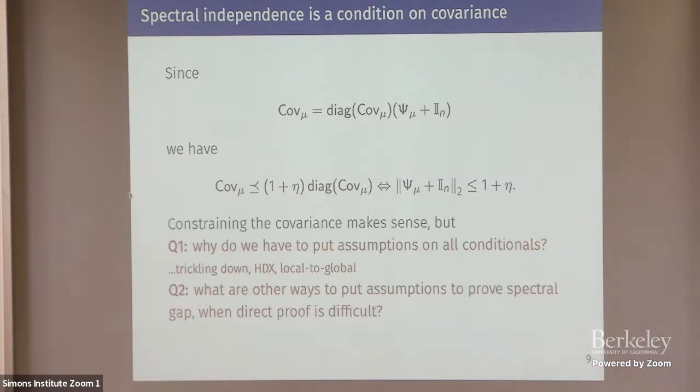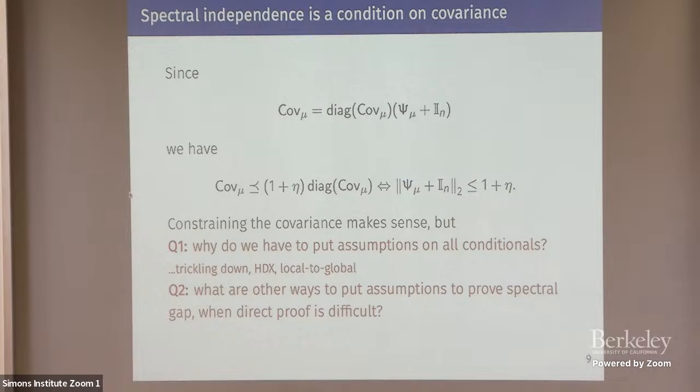So intuitively, it makes sense to put assumptions on the covariance, right? If you have a measure on the Boolean hypercube where the covariance is small, it means that your measure is very concentrated, and then intuitively it should be easy for Glauber dynamics to traverse this measure as long as it's connected.